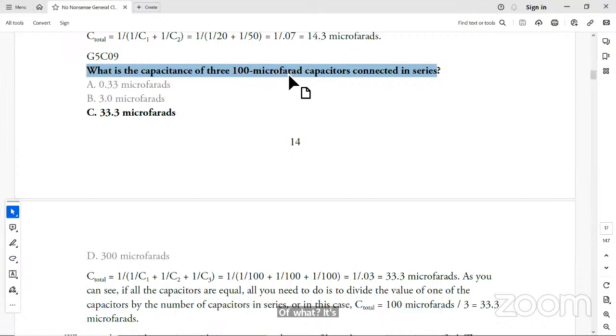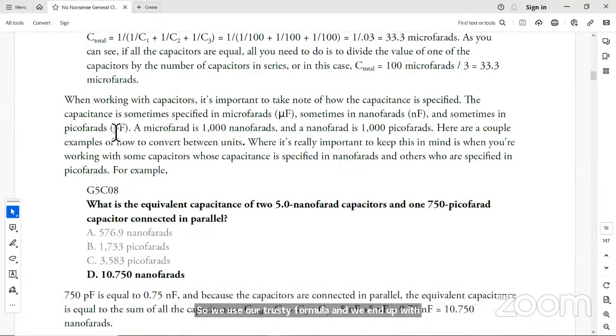But are they connected in parallel, where we'll simply add them up and it'll be larger than any one of them? No, they're in series, so we know we have to use the reciprocal formula and the total will be less than any one of them, right? So we use our trusty formula and we end up with 33.3 microfarad as per the worked example.